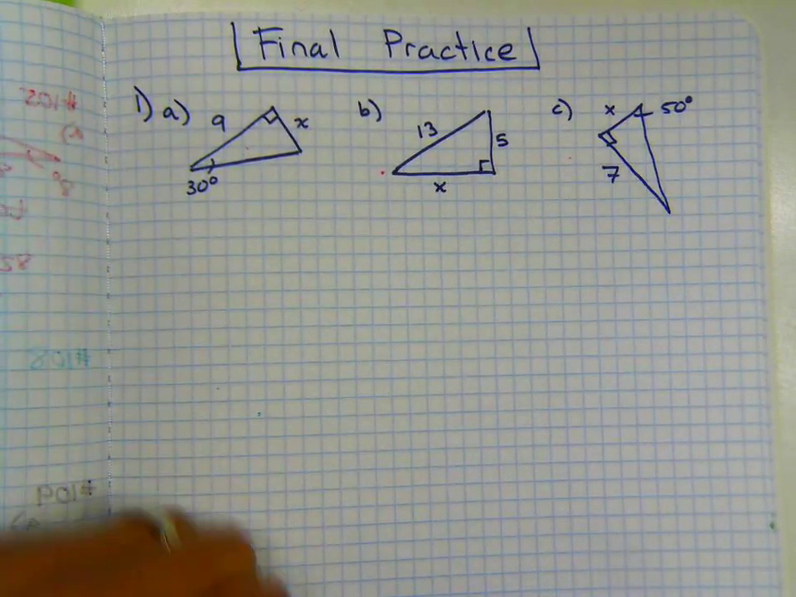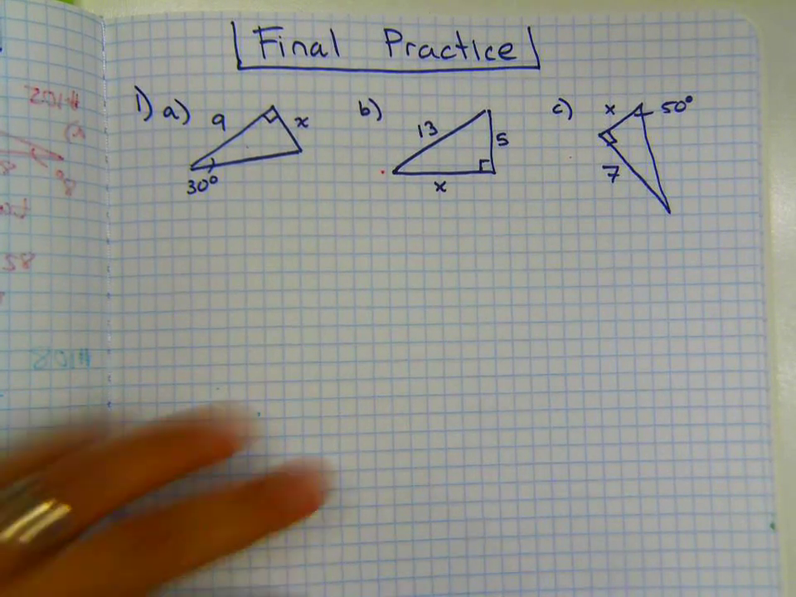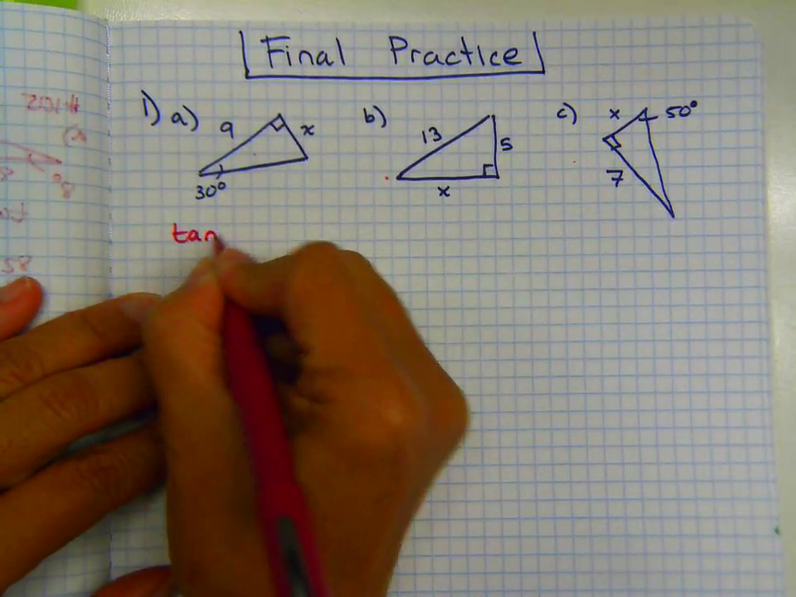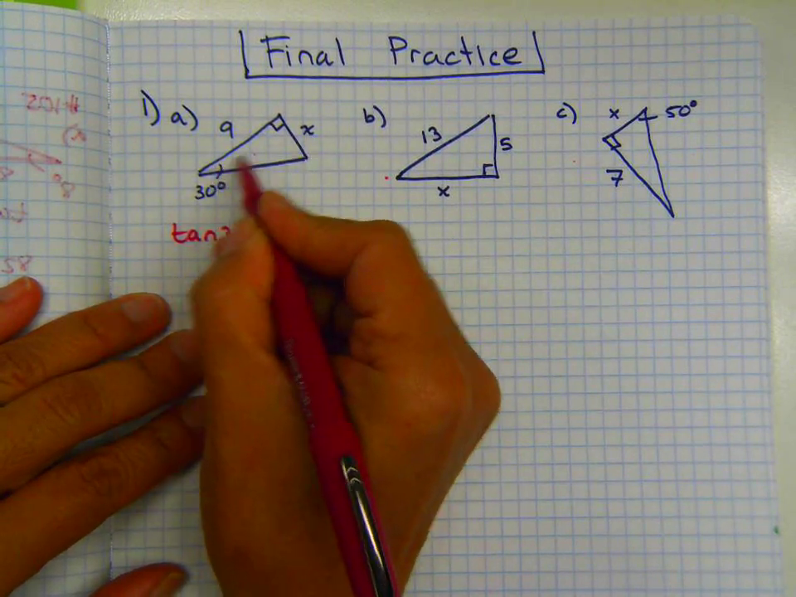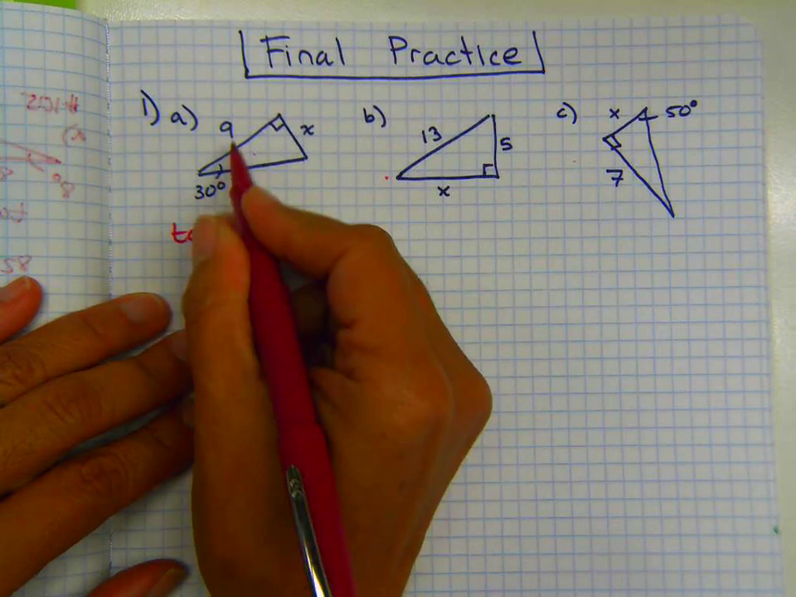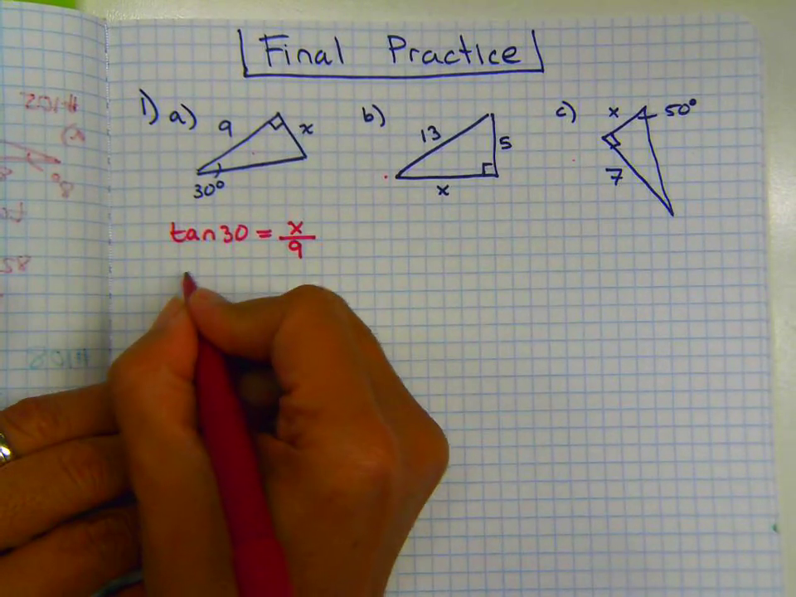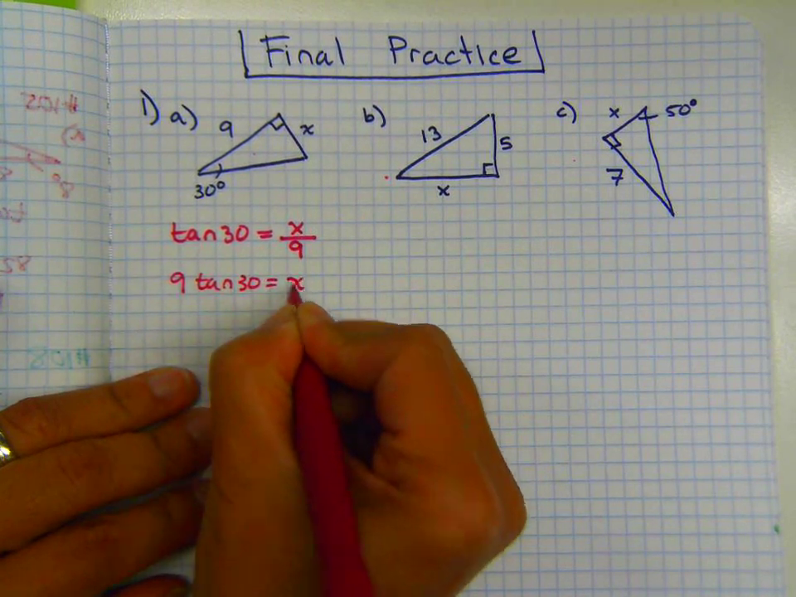All right, let's take a look at the answers. So the first one looks like a trig problem. So we're going to go tangent of 30 degrees equals opposite over the adjacent side, which is 9. Multiply both sides by 9. And we get our answer.